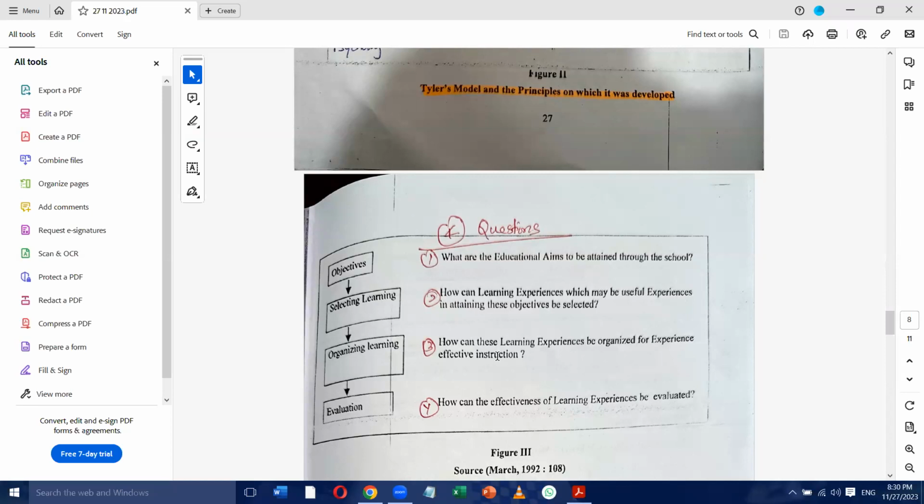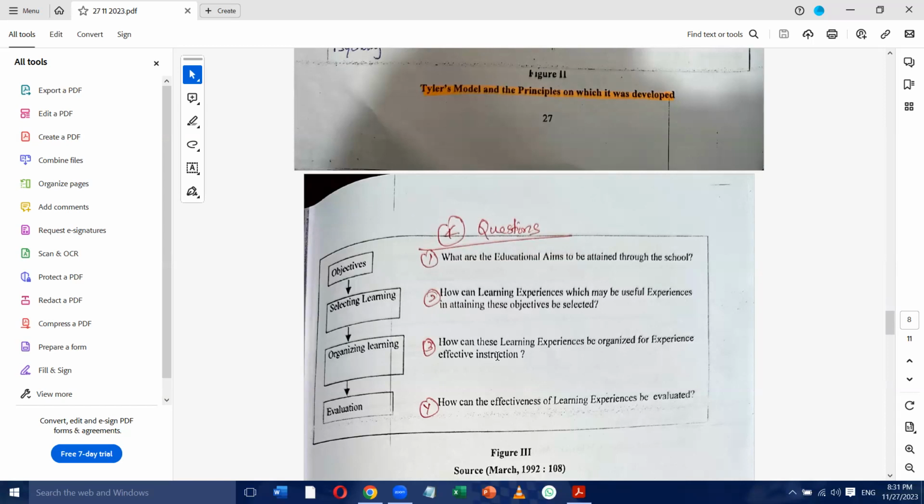Question number two: how can learning experiences, which may be useful in attaining these objectives, be selected? You have now selected the objectives, so what learning experiences can be given successfully to the student in order to reach these objectives? There can be different platforms and different ways of delivering your teaching, so you have to select the best that suits the students, the regional or cultural context, and what is expected from society.